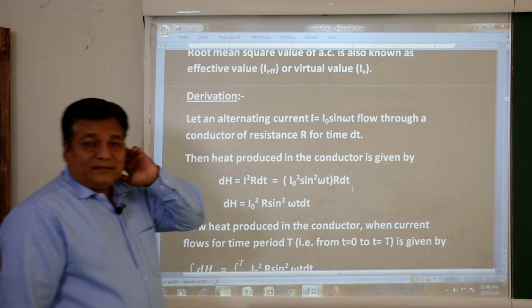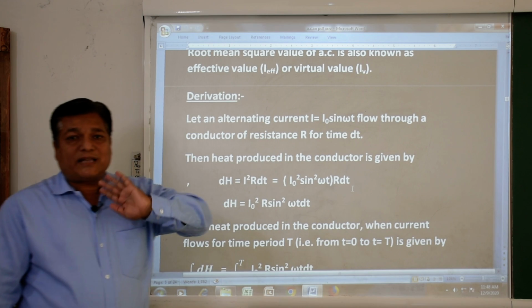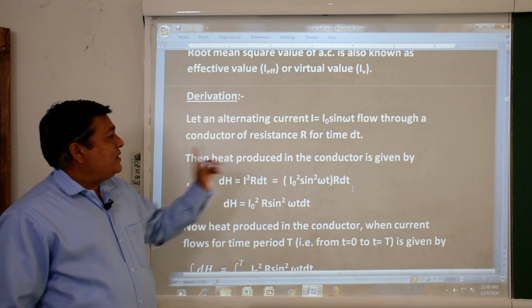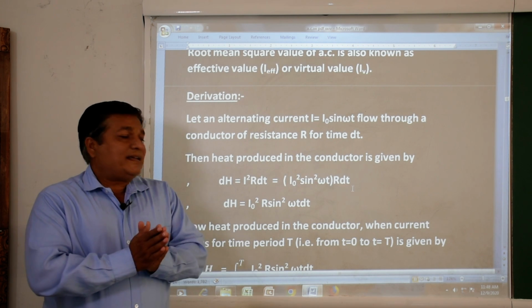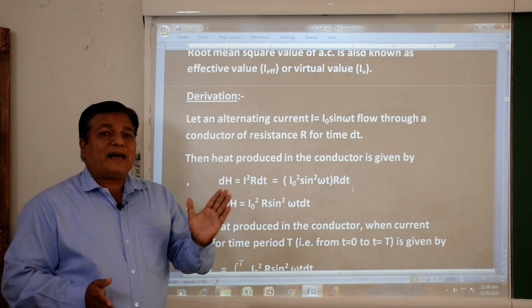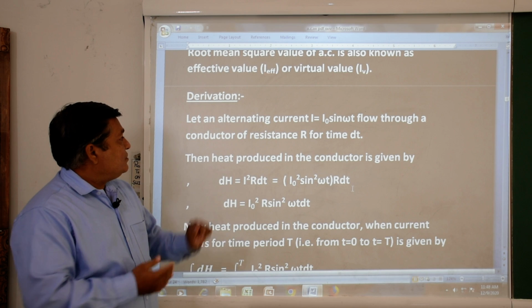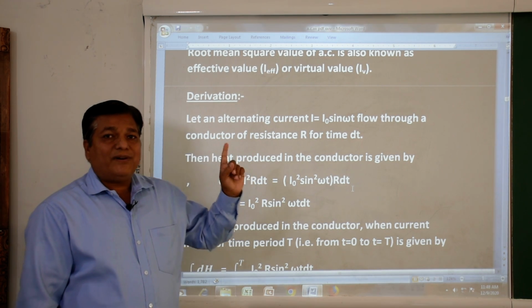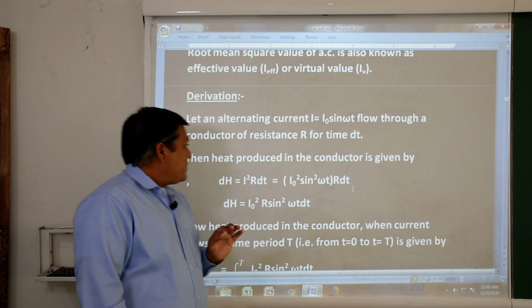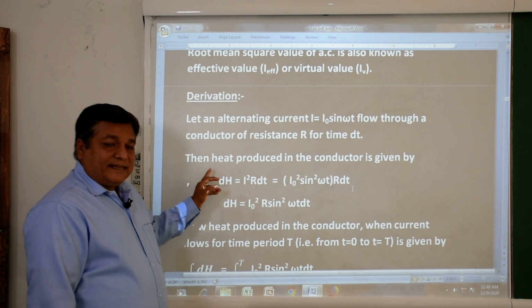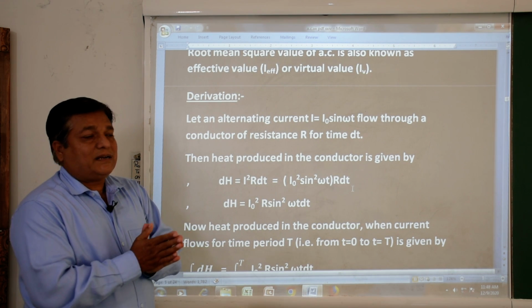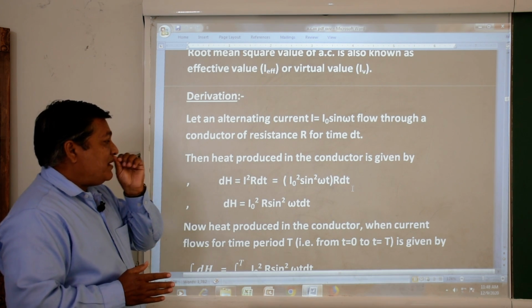Again, let us suppose that alternating current I is equal to I naught sin omega t, where I naught is the peak value of current. It is flowing through a conductor whose resistance is capital R for a small time dt. Let us consider the heat produced in the conductor when the current flows through it. The heat produced in dt time will be how much?